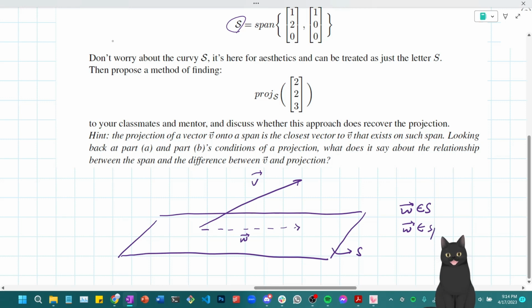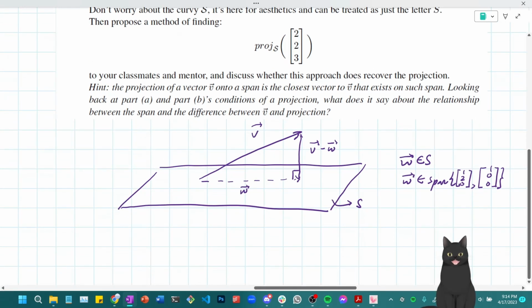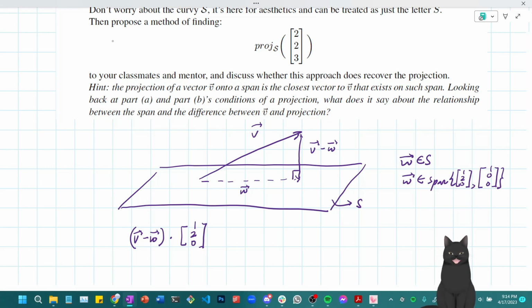W therefore belongs to the span of (1, 2, 0) and (1, 0, 0). So it is a linear combination of (1, 2, 0) and (1, 0, 0). If it's a projection, then the difference vector v minus w must be perpendicular to w. What does this mean? This means that v minus w dotted with any vector belonging to the span, such as (1, 2, 0), is zero. Since v minus w is perpendicular to w, it has to be perpendicular to the entire plane because there can be so many w.